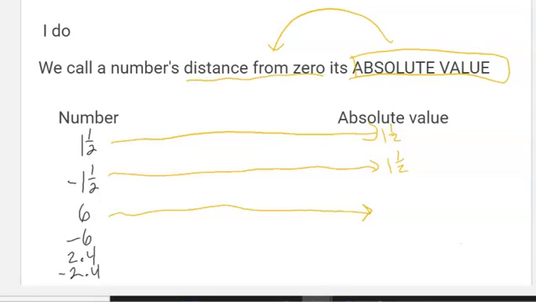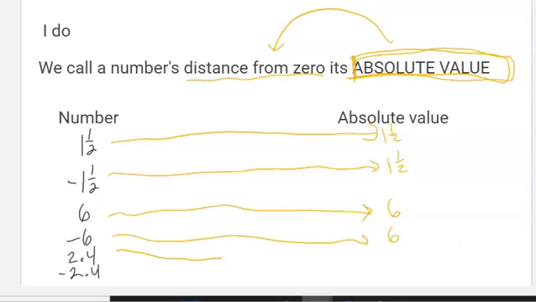So if you're looking at a number line, how far is 6 from 0? It is 6 units away. How far from 0 is -6? Well, it's also 6 units away. It's 6 units away in the other direction, but we don't say it's -6 units away from 0. We just say it's 6 units away from 0 if we're talking about its absolute value. Absolute value is about distance, not direction.